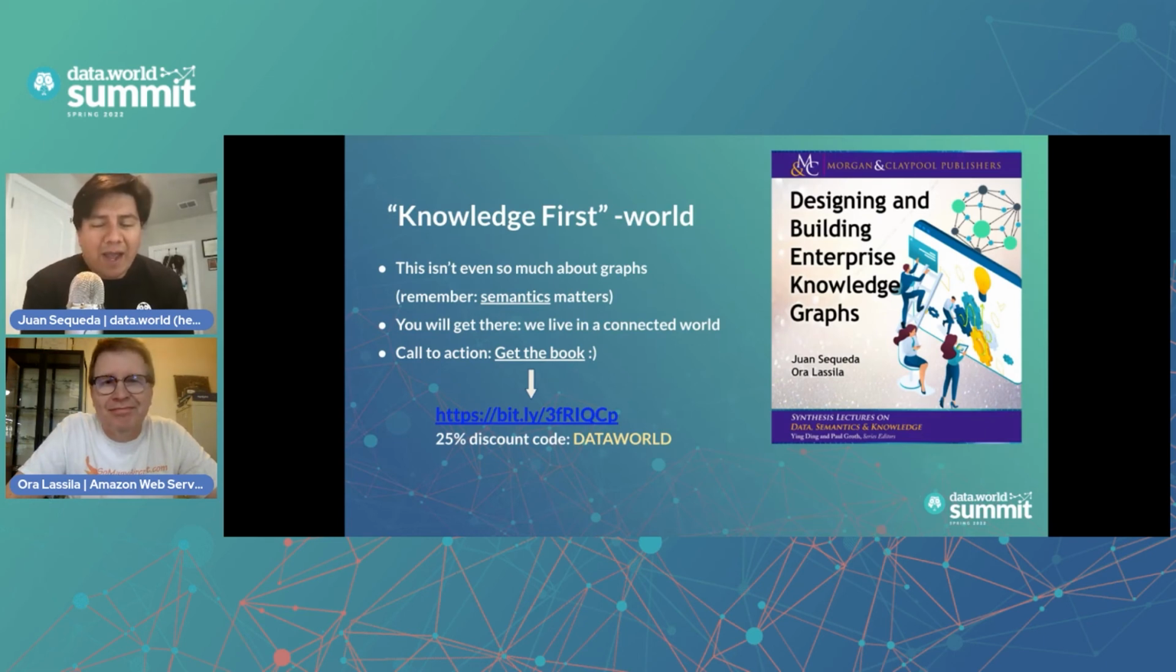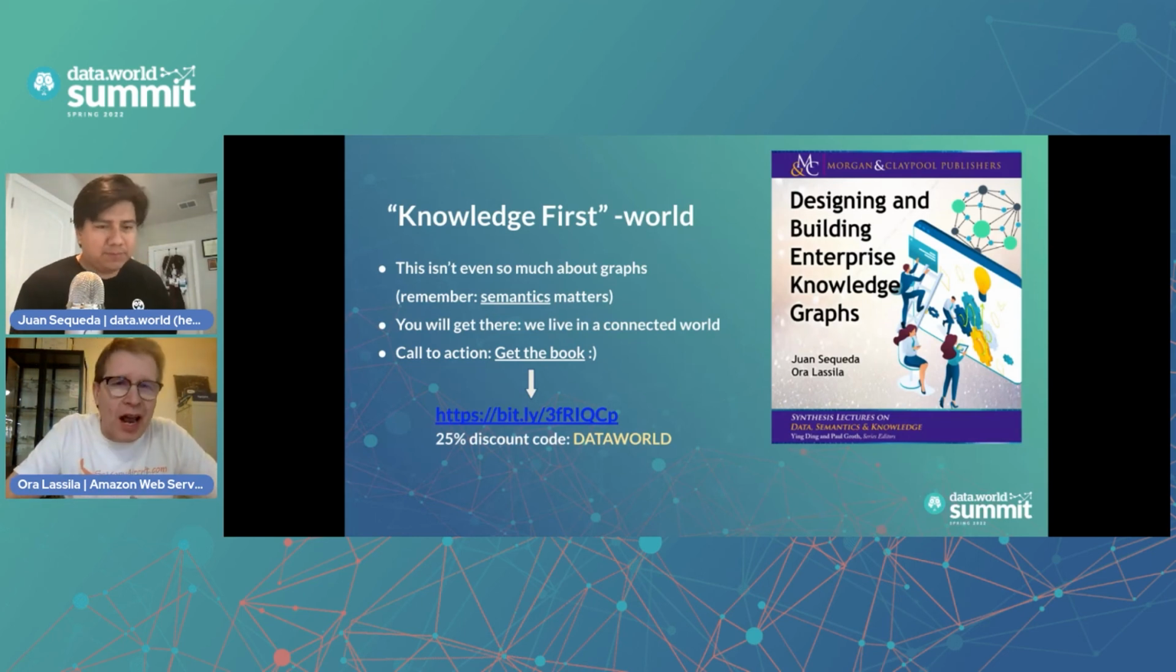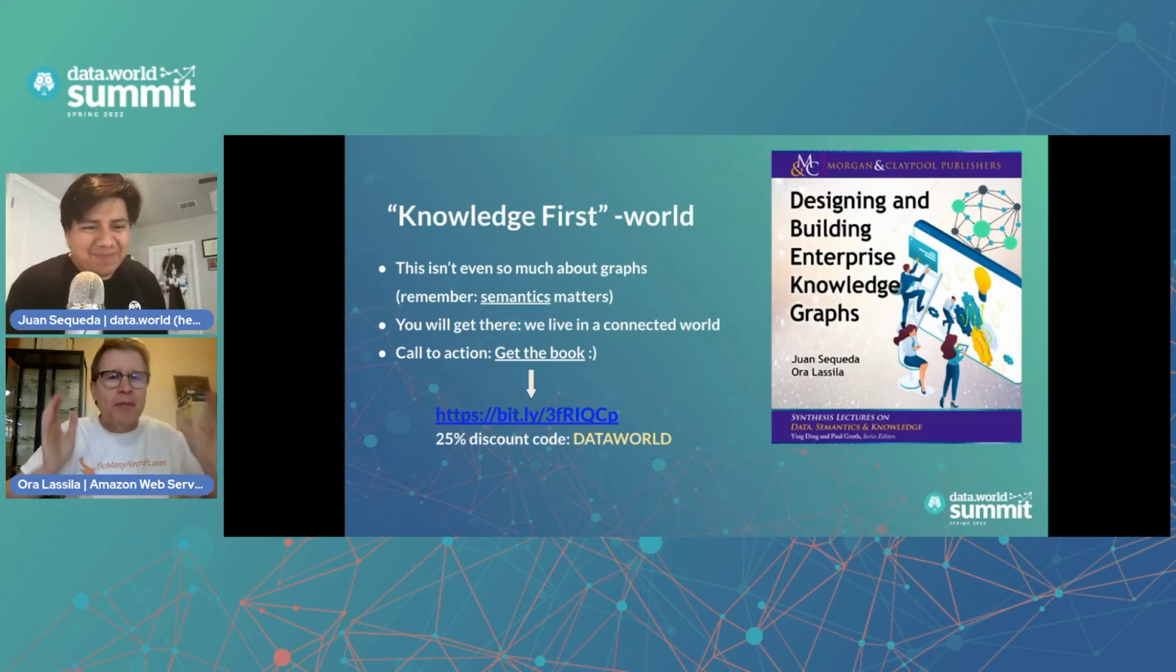And how do we do this? Well, that's why we actually wrote a book about it, right? And the book talks about graphs, but this isn't really necessarily even so much about graphs. I mean, it's really about semantics, and this is the kind of thing we want to emphasize. And you're going to have all kinds of data. Not all of it is in graph form. Exactly.